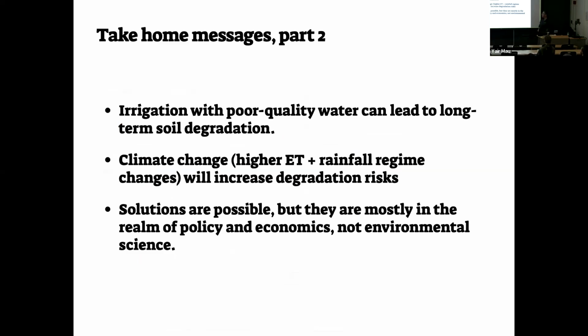That irrigation with poor quality water can lead to long-term soil degradation. Of course, the details matter. What specific soil are we talking about? What are the minerals? We have to characterize, as we did, what kind of irrigation water we are using, what crop, everything matters, of course. Climate change, so higher evapotranspiration and rainfall regime changes, will increase degradation risks. And because we have so many factors, and maybe half of them or more are human related, so what I'm talking about is our choice of irrigation water or of our crops.